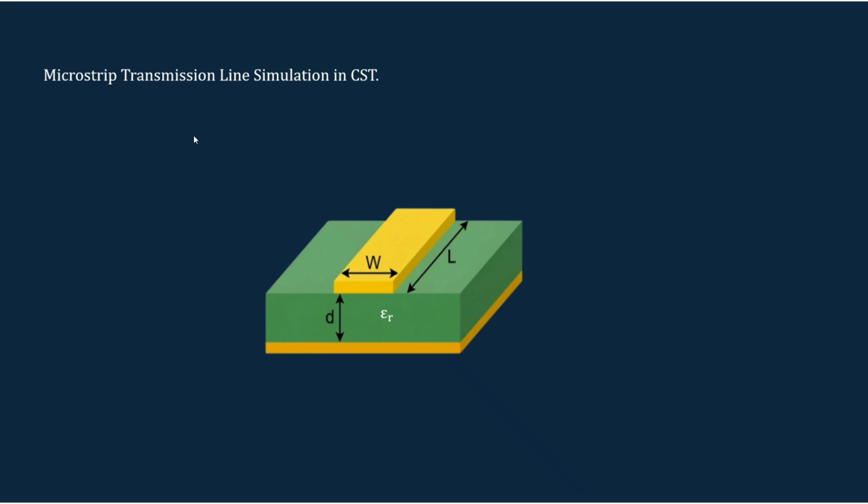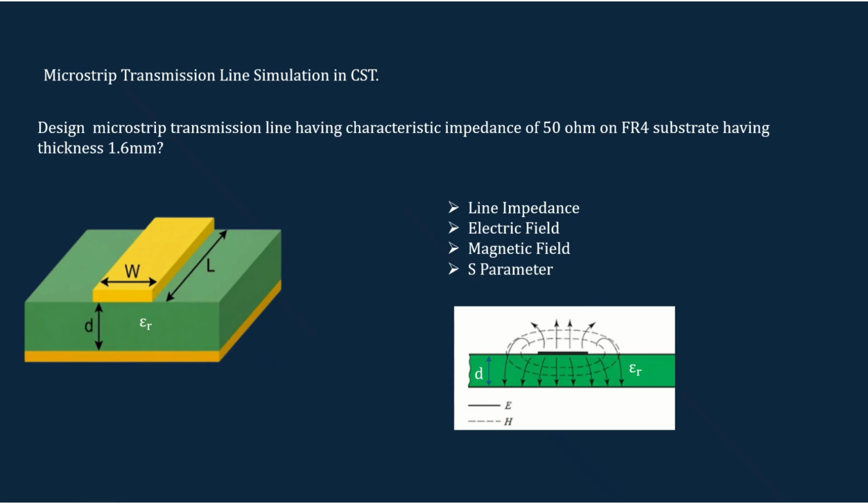Hello, in this video we are going to see how we can simulate a microstrip transmission line in CST. In our previous video we have seen the main characteristics of the microstrip line. Here we are going to see how we can design that in CST and how we can find the line impedance, electric field distribution, magnetic field distribution and S parameters.